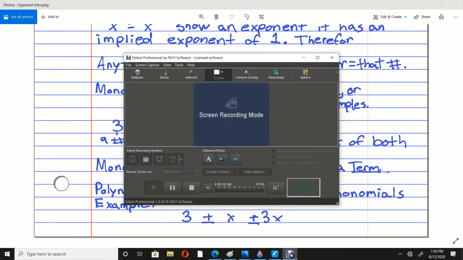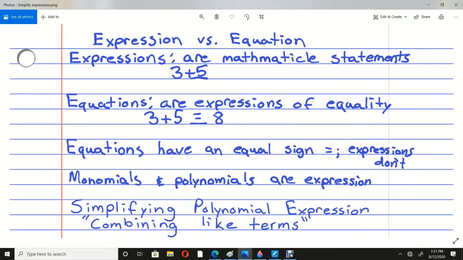All right, so your next page of notes is going to start off with expressions versus equations. Mr. Shaheen, I thought this unit was over exponents. Yes, it is, but there's a few things we need to talk about before we get there, okay? We just need some of this as a reminder from last year, but anyway, we need to talk about this.